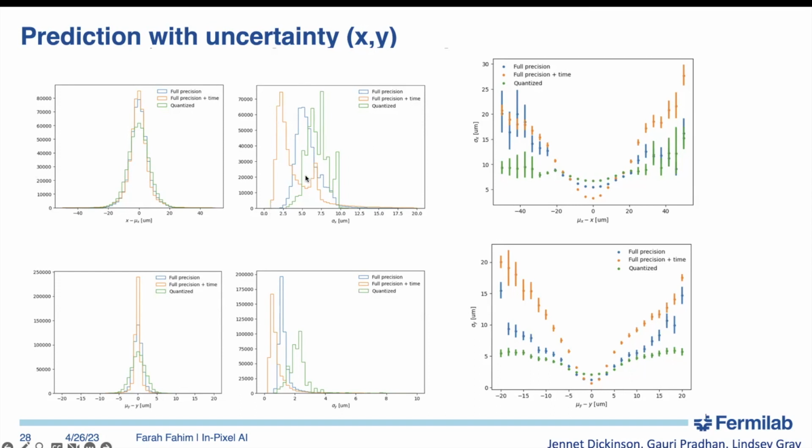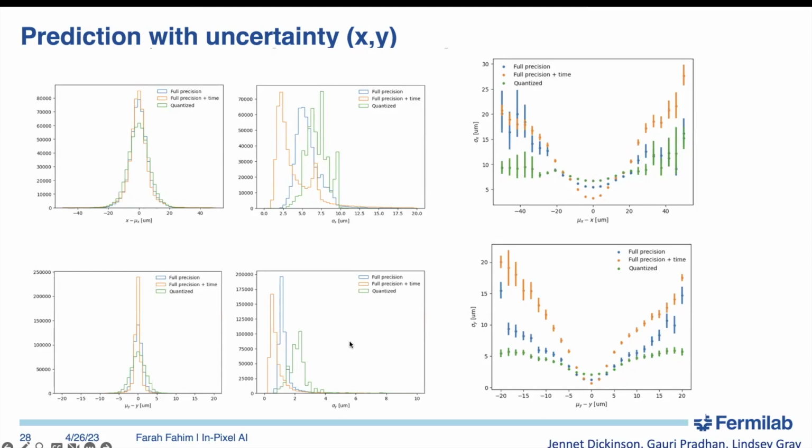The first peak is when the track is not going through the middle of the pixel. When it doesn't go through the middle of the pixel, you have a lot more charge sharing information, so you get this first peak. Then you get the second peak when the track is going right through the center. This is for the X direction, and the X direction has 50 micron. So this is the full precision with time, this is the full precision without time, and this is the quantized model. And here is the uncertainty of that prediction.